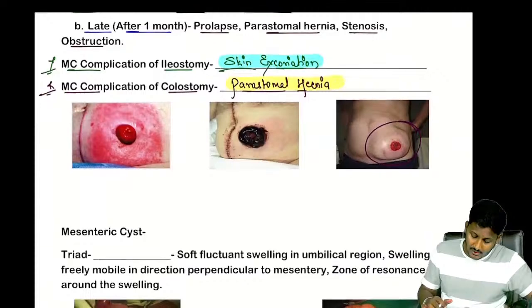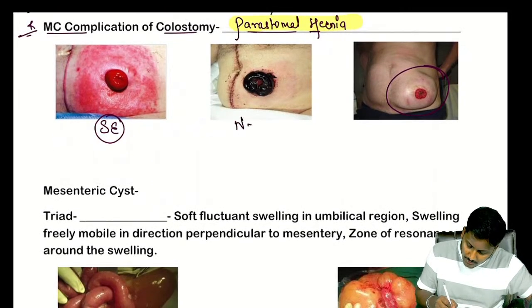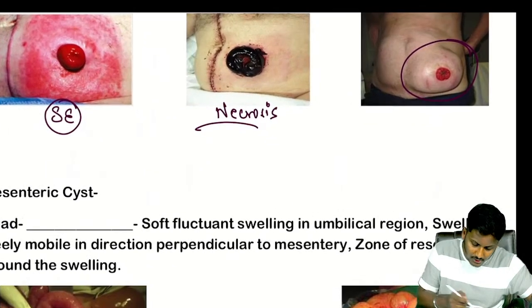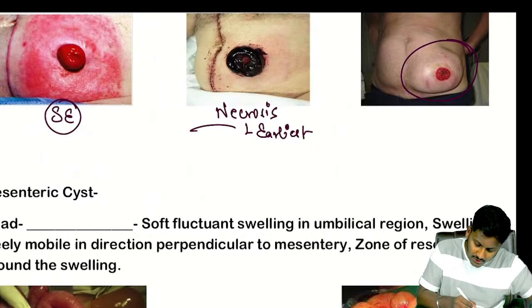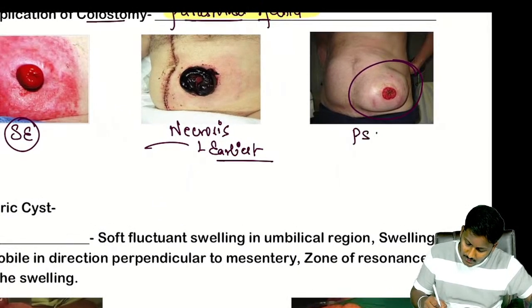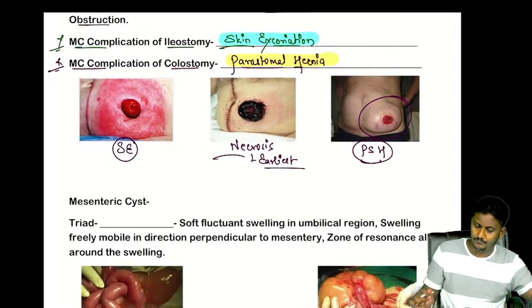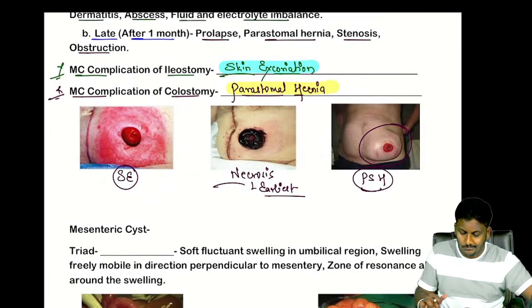Now important, if they ask you, the first picture which is there is actually a skin excoriation that you are able to see. The second picture is nothing else but a necrosis. And remember, necrosis is not only an early, but rather the earliest complication. Necrosis is basically the earliest complication of a stoma. And the last one is nothing else but a parastomal hernia. So these are the complications that you are able to see in the pictures.